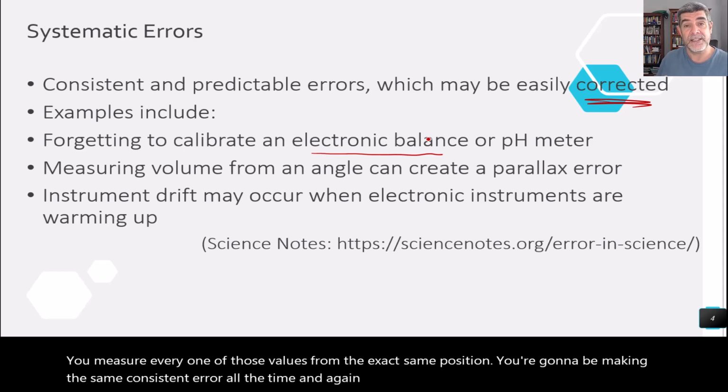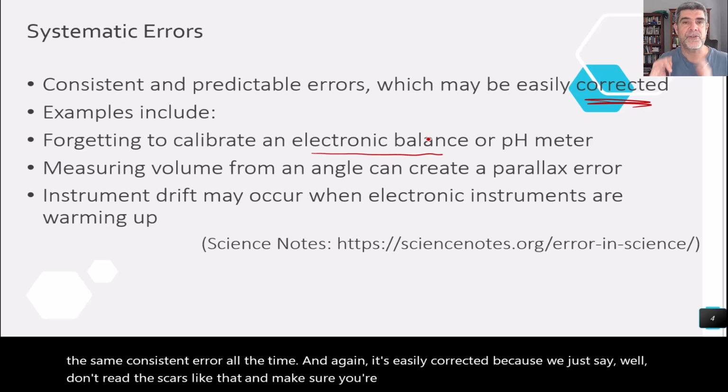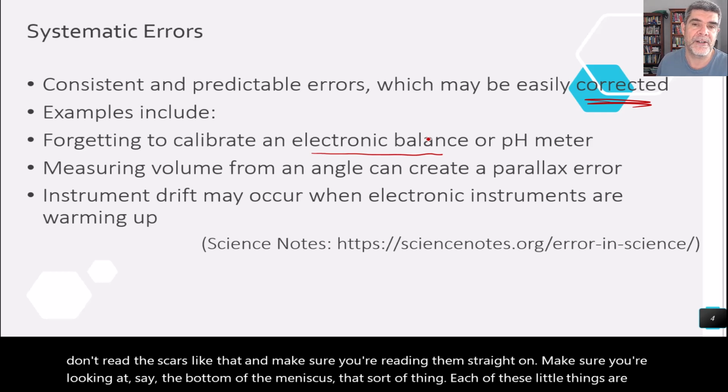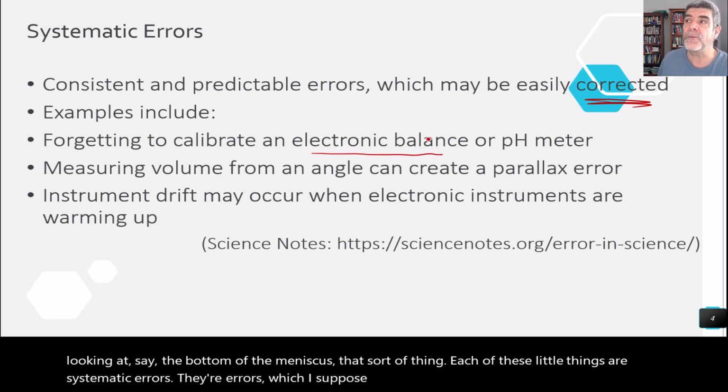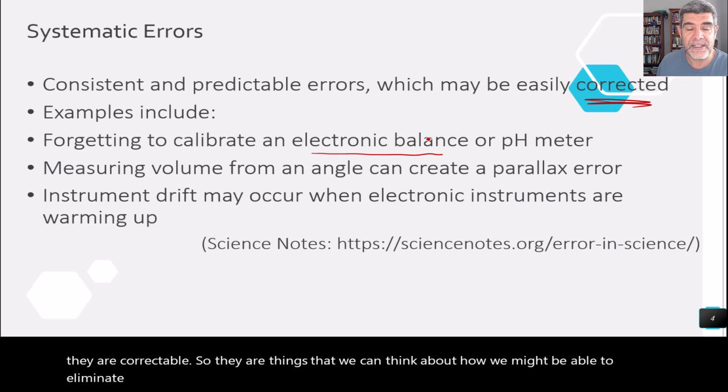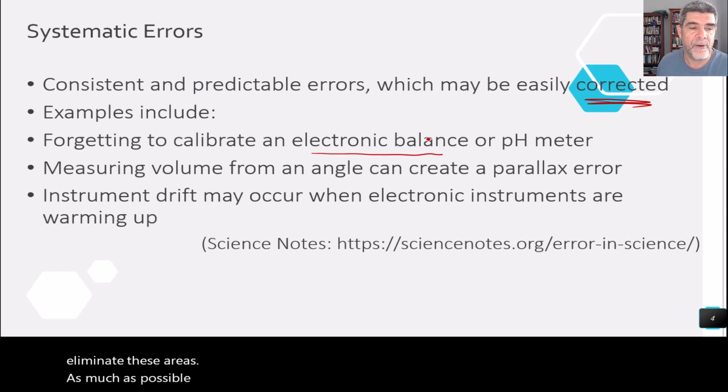And again, it's easily corrected because we just say, well, don't read the scales like that. Make sure you're reading them straight on. Make sure you're looking at, say, the bottom of the meniscus, that sort of thing. Each of these little things are systematic errors. They're errors which I suppose we could call human error in one sense, but they are correctable. So they are things that we can think about how we might be able to eliminate these errors as much as possible from what we're doing.